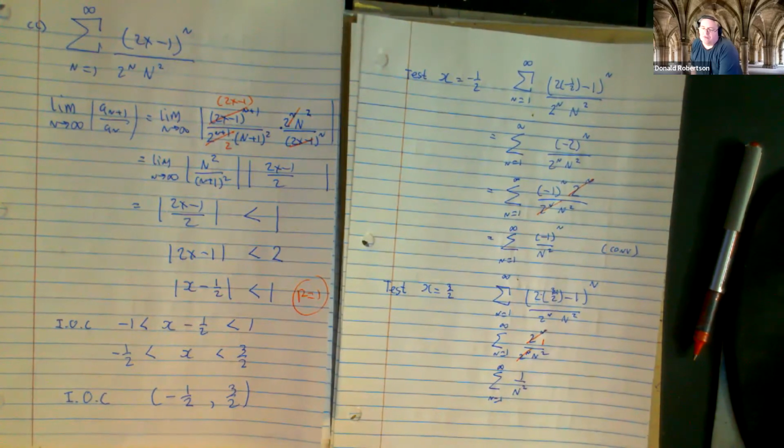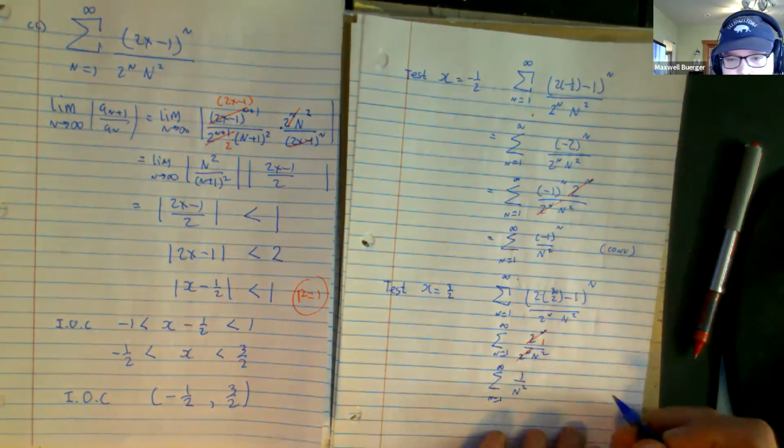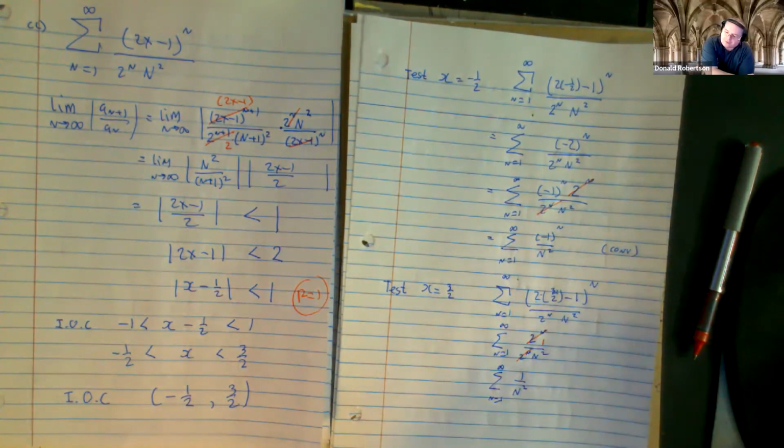Does that guy converge? No. Yeah. Oh, I saw one nod and one no. It's 1 over n squared. If it was 1 over n, I'd agree with you, but it's 1 over n squared. That will converge.